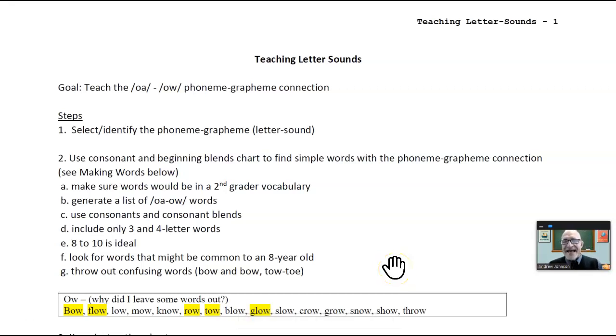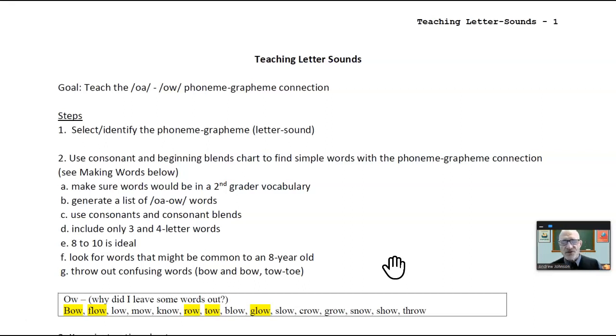Today, we're looking at teaching towards an academic standard, and this is an example of teaching letter sounds, how you use the elements of effective instruction for direct and explicit instruction. Very direct and very explicit instruction, and what that means.